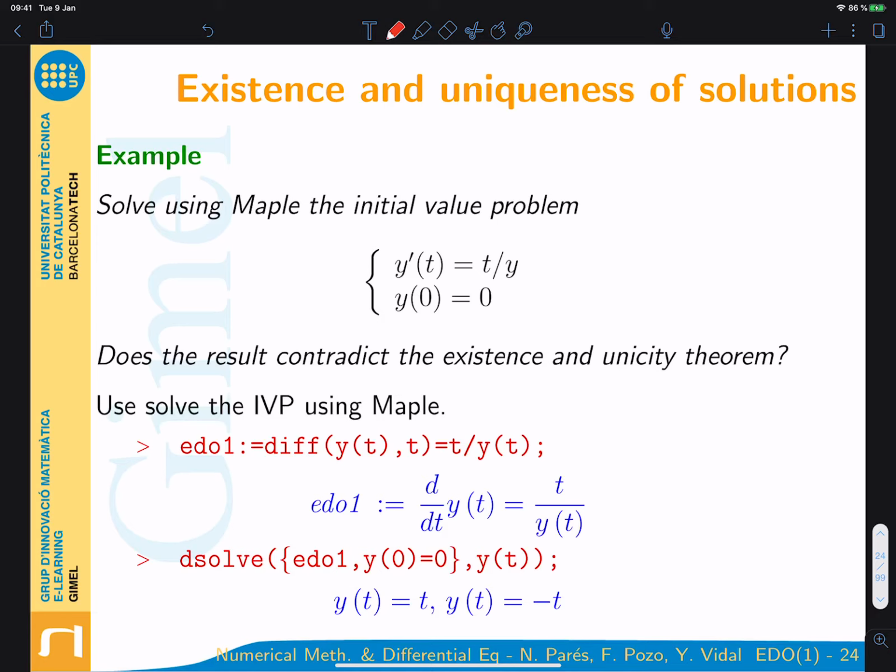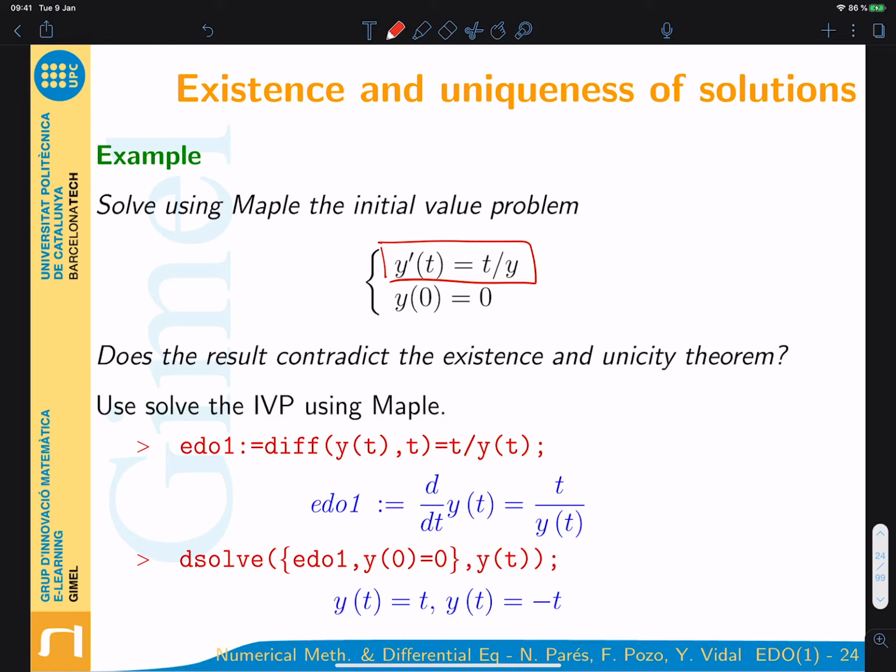Now another example here. Now we have an ODE that looks like this. y prime equals t divided by y. And the initial condition is given at the origin. And it says here, solve using Maple. And the question is, does the result contradict the existence and uniqueness theorem?